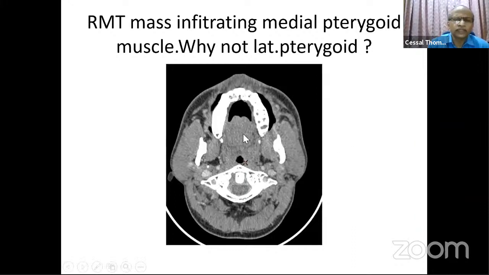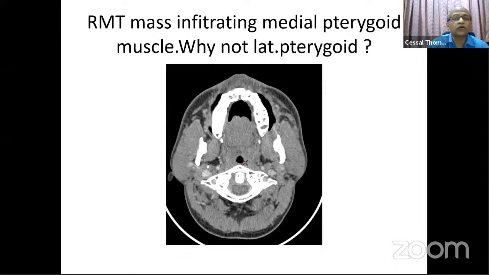And another doubt: the retromolar trigone mass is infiltrating the medial pterygoid muscle. Why not the lateral pterygoid? The lateral pterygoid is not involved. You know the lateral pterygoid muscle and medial pterygoid muscle, from where they originate: the lateral pterygoid plate, medial pterygoid plate. And usually if the retromolar trigone mass extends, it infiltrates the medial pterygoid, not the lateral pterygoid. So why is it happening like that?